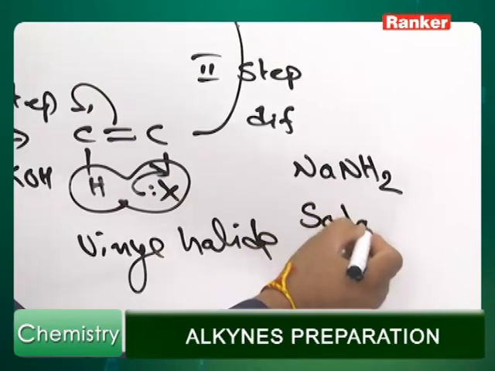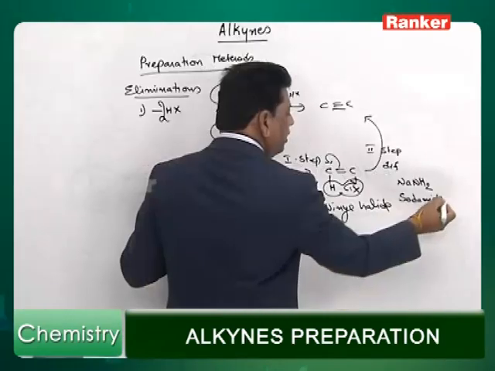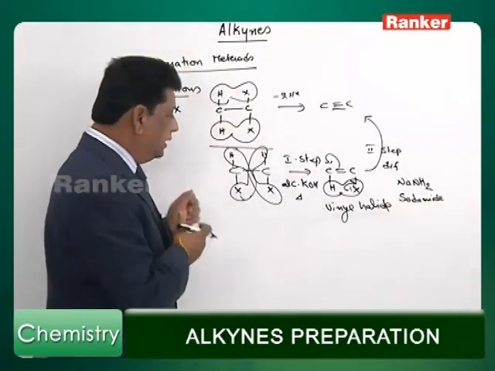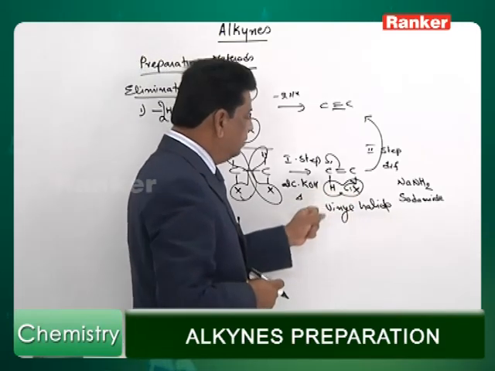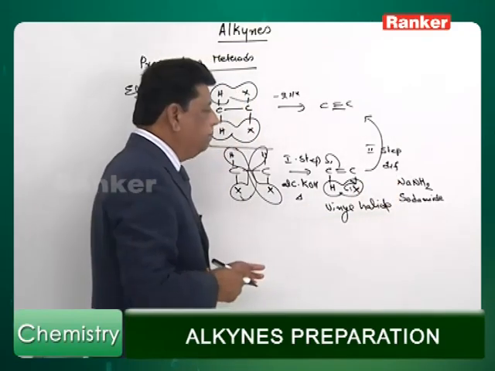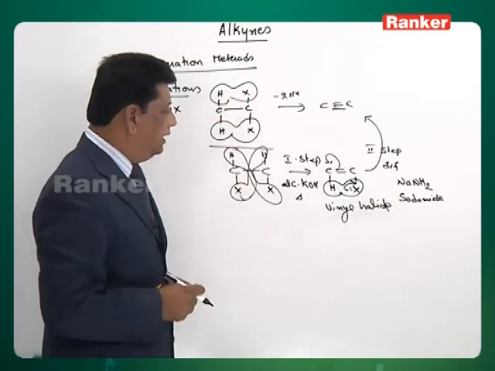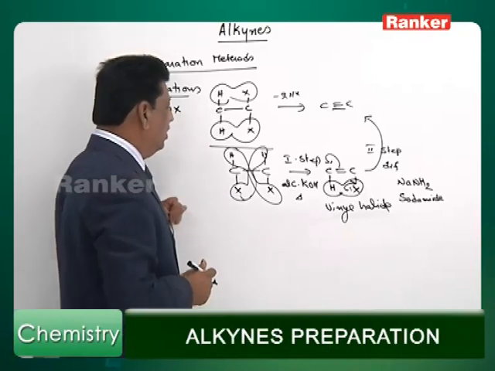Sodamide. Sodamide is found to be a stronger base than the alcoholic KOH, therefore second step once again HCl is removed and reacts with NaNH2 forming NaCl and ammonia. So, you will get acetylene formation.